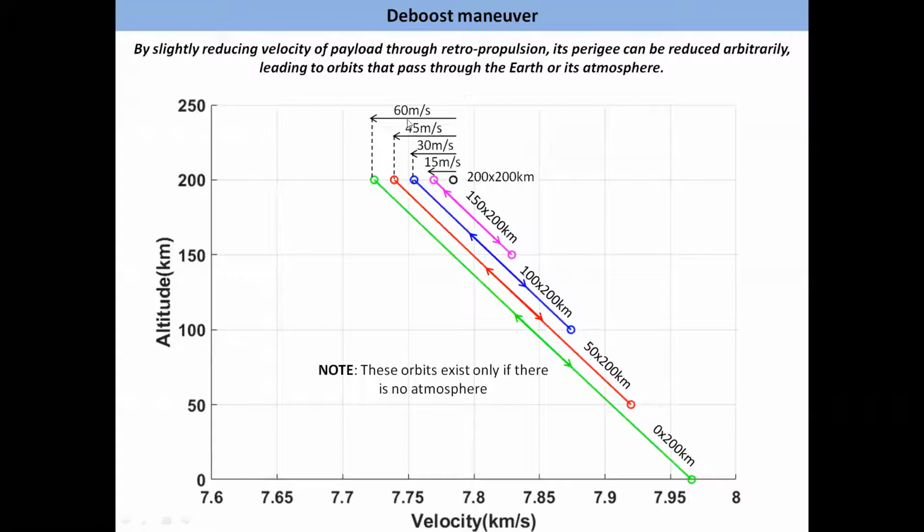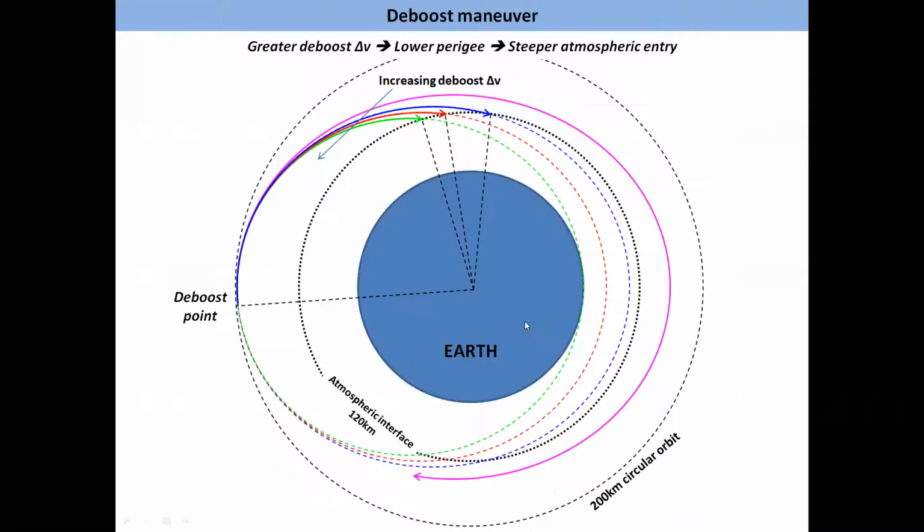And if you reduce 60 meters per second, it becomes a 0 by 200 kilometer orbit. That is, its perigee would be at the Earth's surface. Now, whatever orbits are plotted here, assume that there is no atmosphere. This is basically a pictorial representation of that.